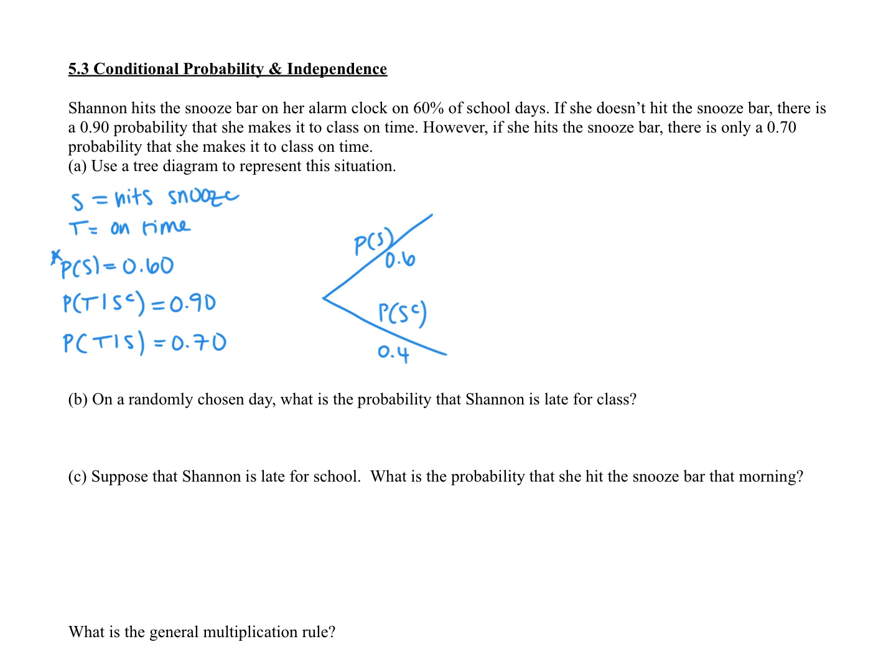After that, either she's on time or she isn't. If she hits snooze, either she's on time to school or she's late. Because we know she hit snooze, this is going to be the probability given snooze, for both branches, because we already hit the snooze. The probability of T given S is 0.7, which means the other probability is 0.3.